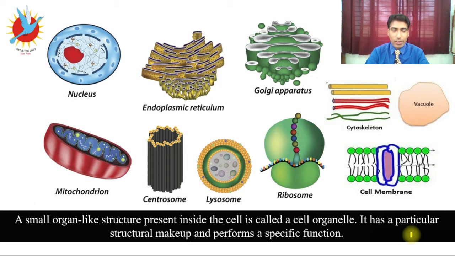Before going into depth of cell organelles, I would like to define the term. A small organ-like structure present inside the cell is called a cell organelle. It has a particular structural makeup and performs a specific function for the cell. On this screen, you can see the different types of cell organelles individually: nucleus, endoplasmic reticulum, Golgi apparatus, cytoskeleton, vacuole, cell membrane, the structure of ribosome, lysosome, centrosome and, in the end, mitochondrion. Now we are going to learn about these cell organelles one by one.